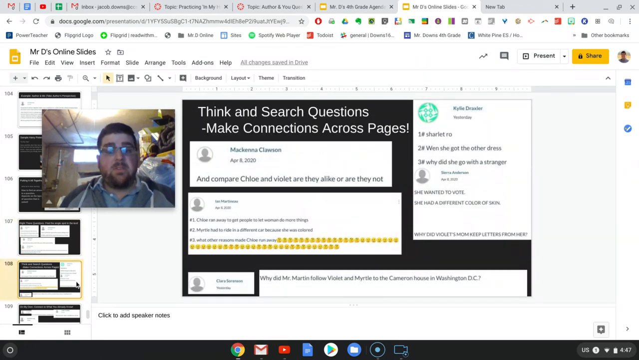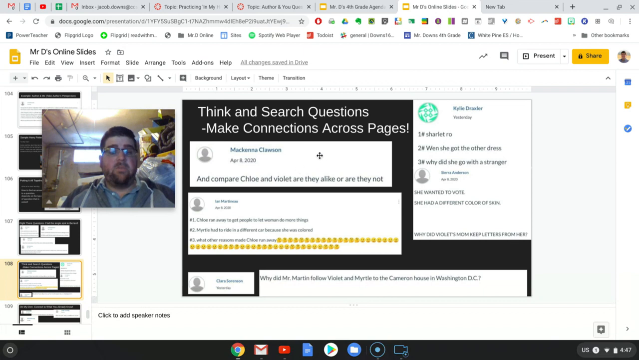Next, we're talking about think and search questions. These ones can range from being easier to being very, very hard, depending on how many details you have to string together across texts. But you have to make connections across different pages to answer this question. So I shared this one yesterday of Kylie's, but it's still a fantastic think and search question about, why did Violet go with a stranger? Why did Violet go with Myrtle?